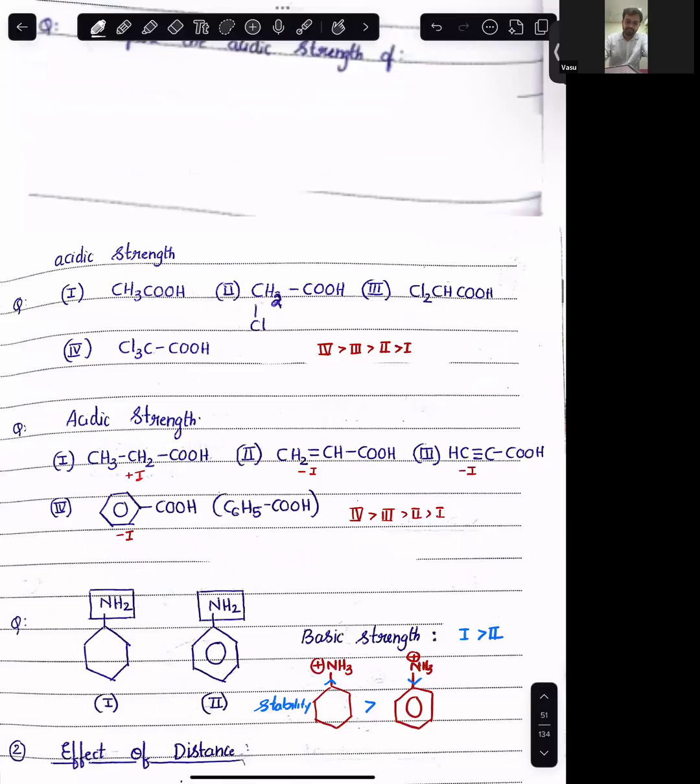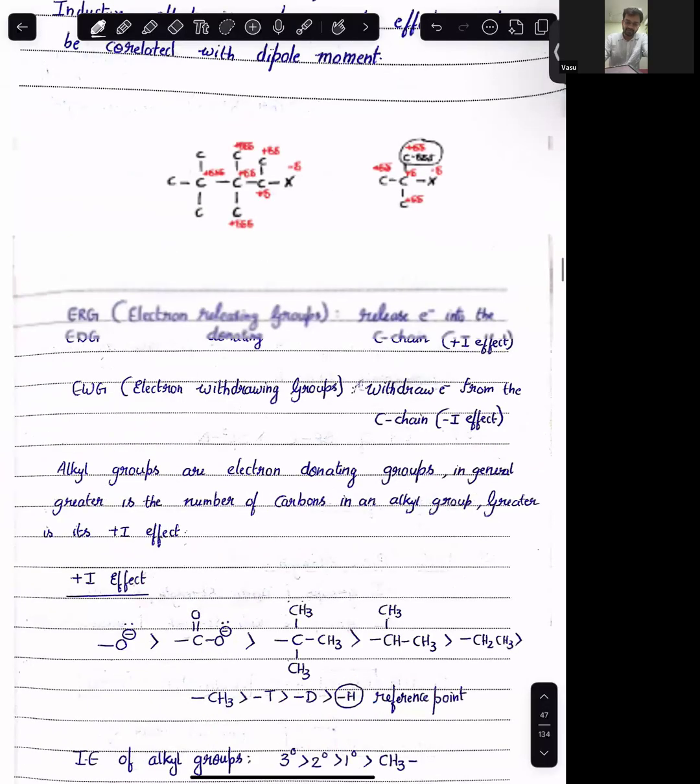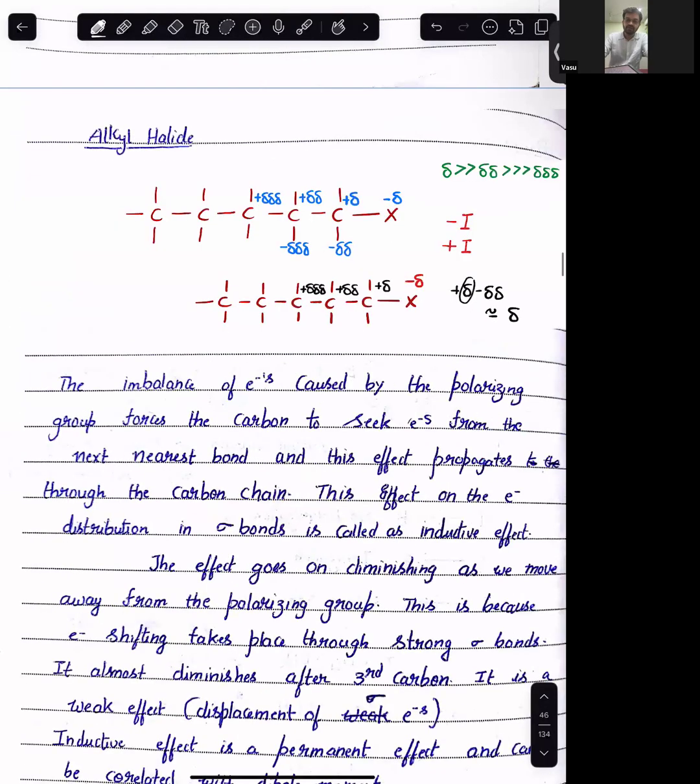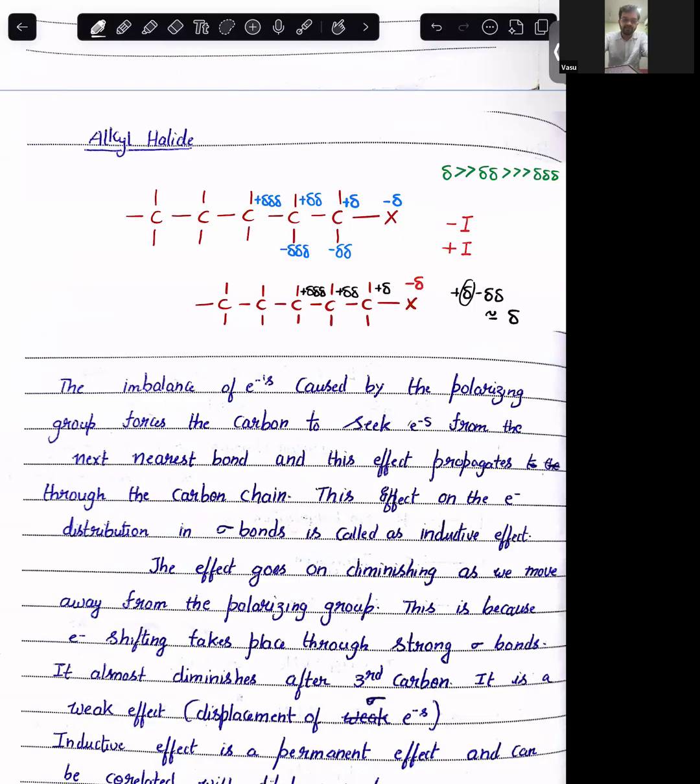So in the last lecture, we started with understanding inductive effect, right? To understand inductive effect, we took the example of alkyl halide. In the alkyl halide, as halogen is more electronegative, you have partial negative charge on it, and partial positive charge on this carbon. As this carbon has now become deficient of electrons, it tries to pull electrons from the adjacent carbon.